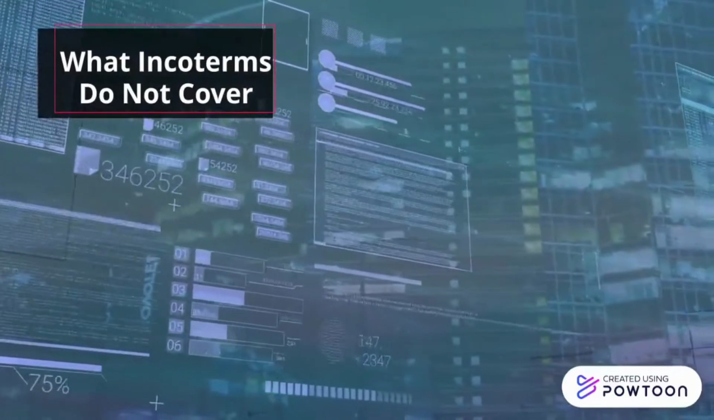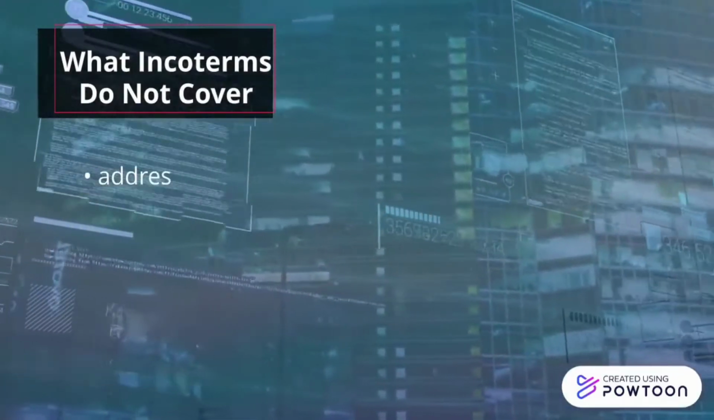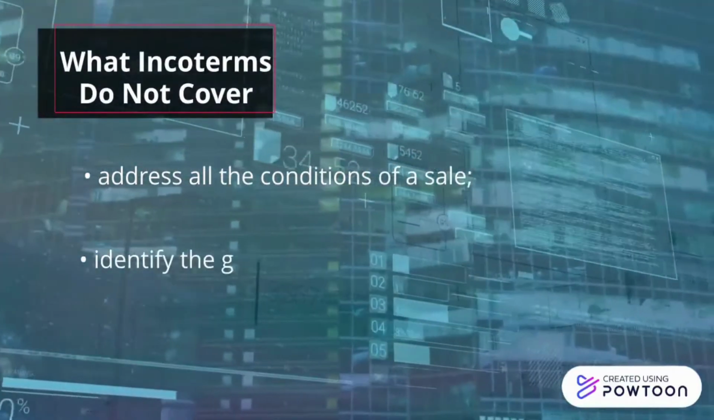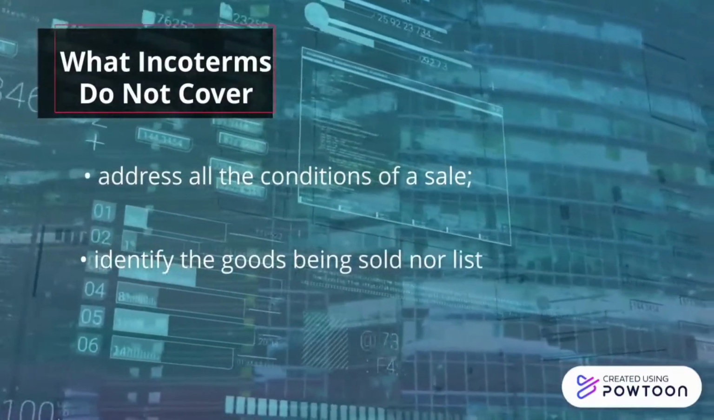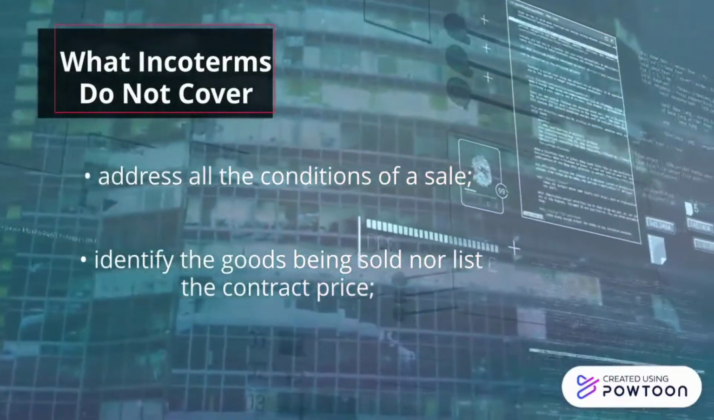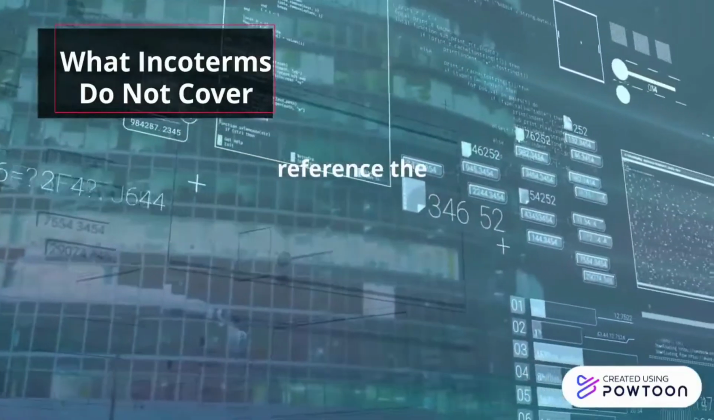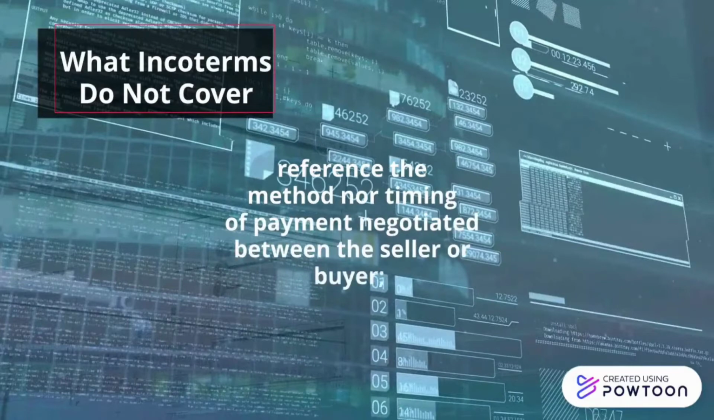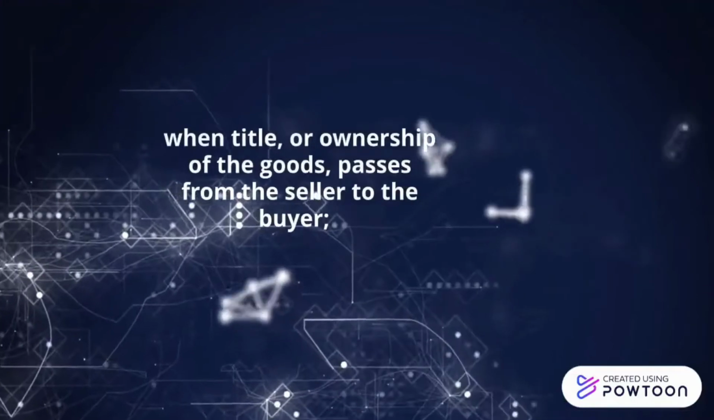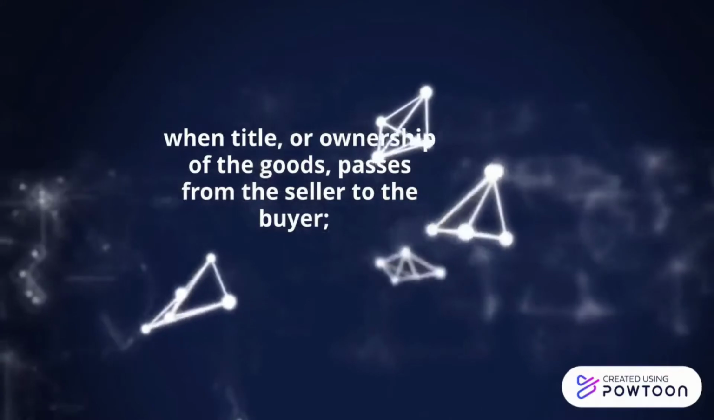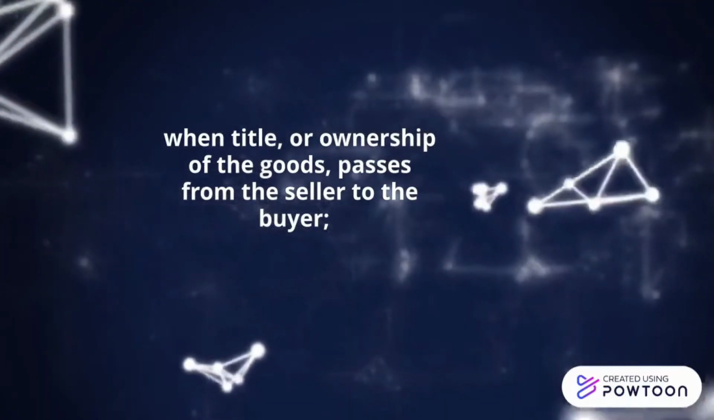Incoterms do not cover the following. The first one is to address all the conditions of a sale. The second one is to identify the goods being sold, not listed in the contract price. The next one is to reference the method, not timing, of payment negotiated between the seller and the buyer. When title or ownership of the goods passes from the seller to the buyer.